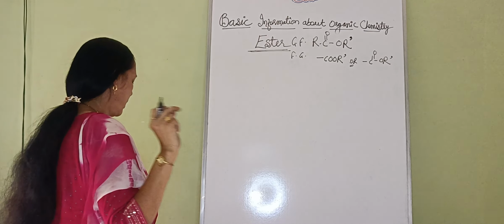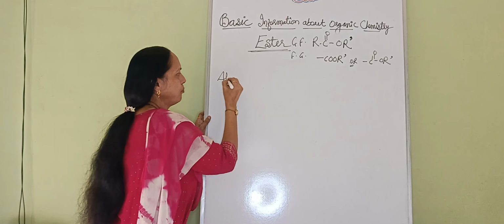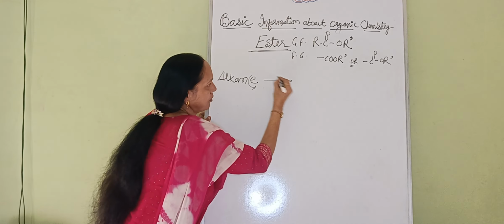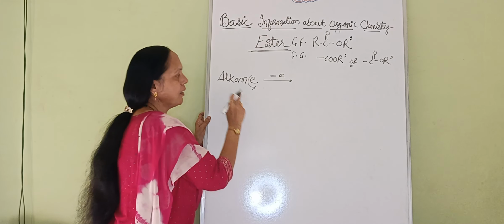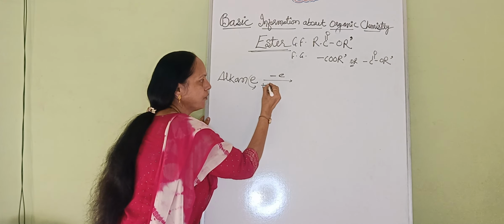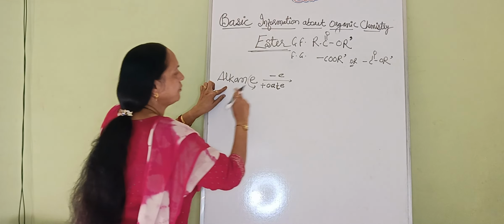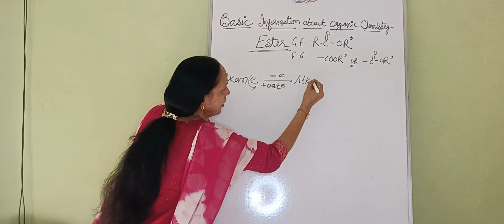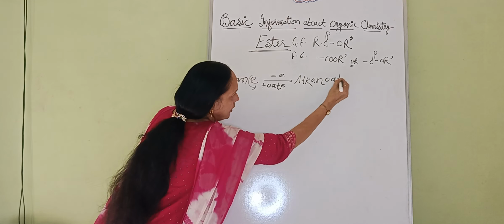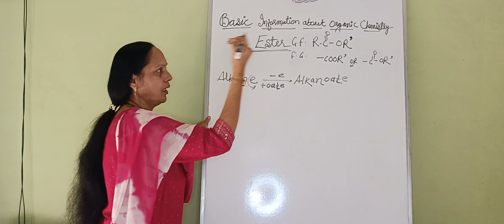Now let's see the nomenclature. The basic compound is the alkane. The E of the alkane is replaced, and if it's an ester, we need to replace it with the help of OATE. So if alkane is there, what will the compound be? Alkane, with E replaced by OATE, gives alkanoate. Alkane is converted into alkanoate.